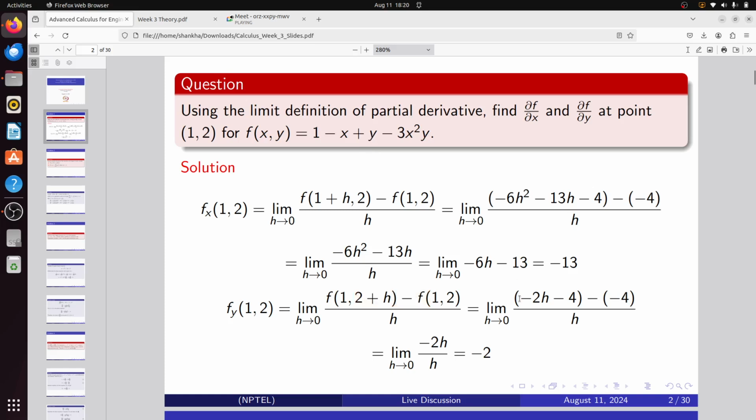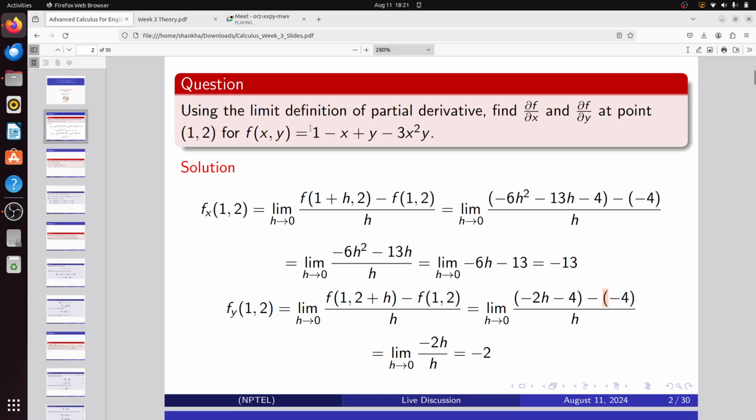If you do the algebraic calculation, you will get minus 2h minus 4, because from h you subtract 3h, so you get minus 2h, and from 2 you subtract 6, so you have minus 4. Similarly, you have determined f at the point (1, 2), which is minus 4. So minus 2h minus 4, and then plus 4. Once again minus 4 plus 4 cancel each other, so you have minus 2h by h, h tends to 0, so that is minus 2.